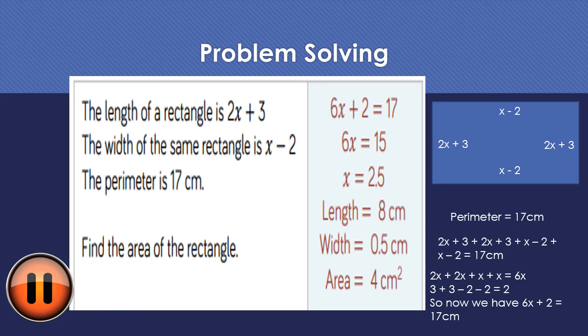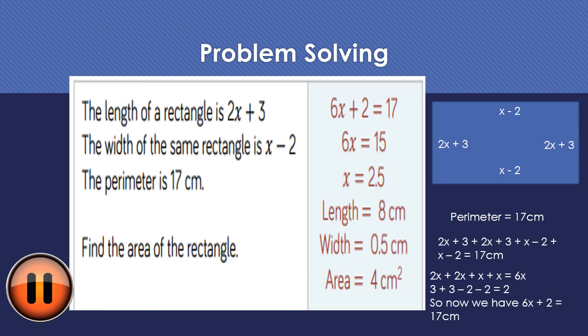Now we know x has a value of 2.5, we can now fill in these expressions that are shown in our rectangle. So where it says 2x plus 3 for the length of our rectangle, can you see it? Well, we now know that x is 2.5. So 2 times 2.5 plus 3. What is 2 times 2.5? That's right, it's 5. And then add 3 and we get 8. So now we know the length is 8.